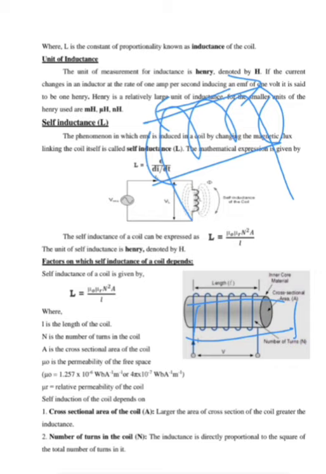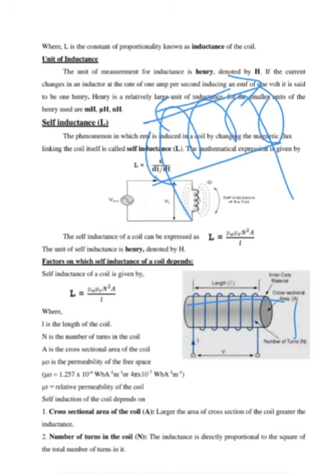A is the area of cross section of the coil. Area of cross section of the coil means the core area on which I wind the wire; that core area itself will be called as the cross sectional area of the coil.